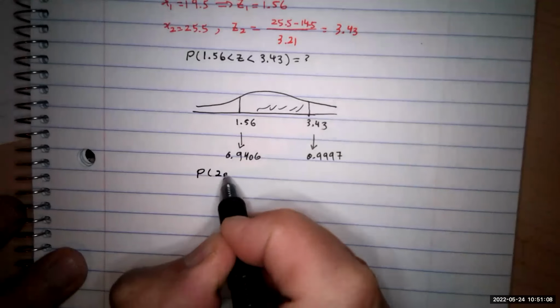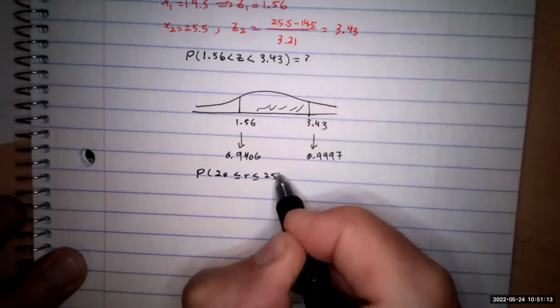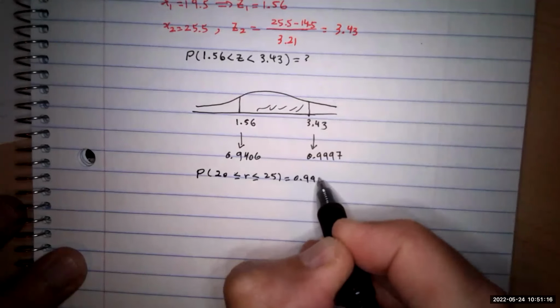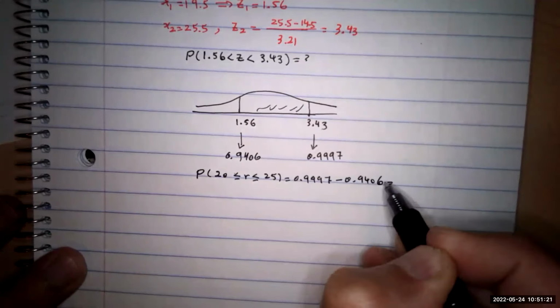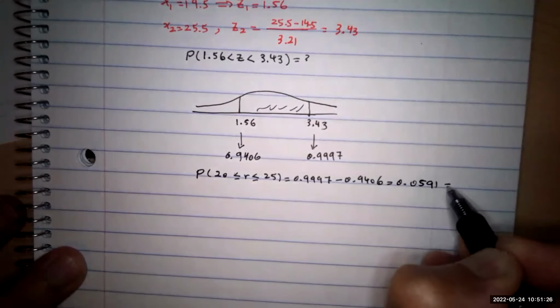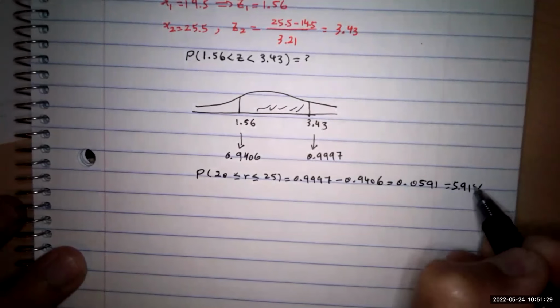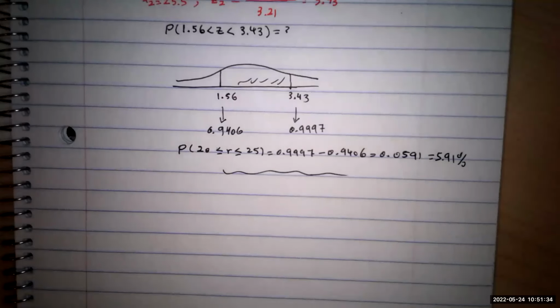So the probability that the late payment is going to be between 20 and 25 is a difference between these two, 0.9997 minus 0.9406, which is going to be 0.0591. So 5.91%. So there is almost a 6% chance that the late payments are going to be between 20 and 25. So that would be the question in this case.